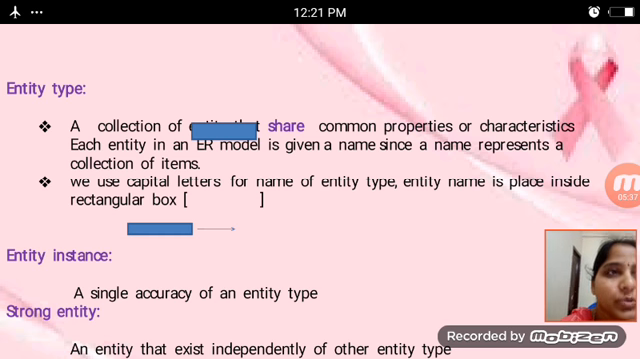For example, I am taking a student having a name, number, address, like that, where those properties are characteristics. Then each entity in an ER model is given a name, since a name represents a collection of items. Next, we use a capital letter for the entity name. Whenever we are using an entity, it is indicated with a capital letter. The entity name is placed inside a rectangular box.